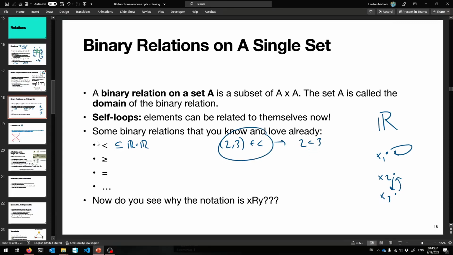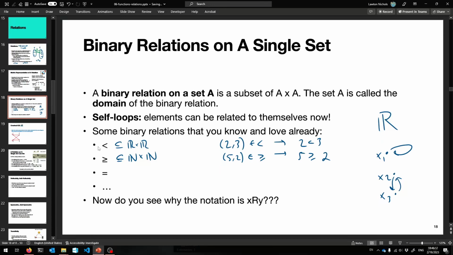But this is the formal way of saying it. 2, 3. 2 and 3 are related in that order under the less than relation, because 2 is less than 3, all right? You can also define greater than or equal to on real numbers. You can also define it on natural numbers, for whole numbers only. And so again, you could write that like 5, 2. It's in the greater than or equal to relation. And obviously we don't write it like that. We say that 5 is greater than or equal to 2. We put the relation symbol in the middle. And that's why we do this notation.